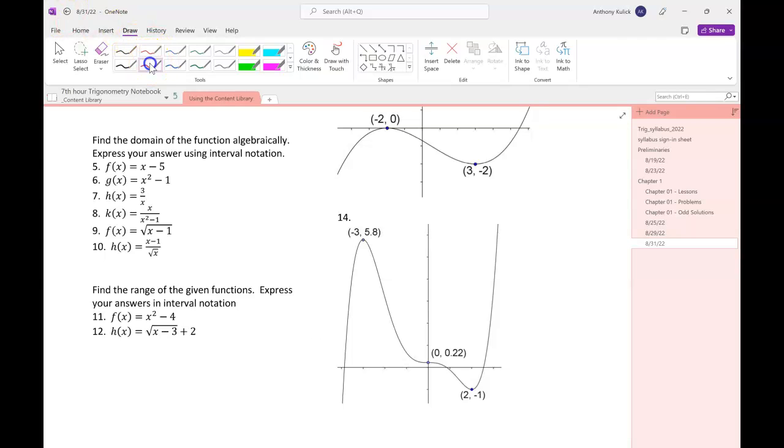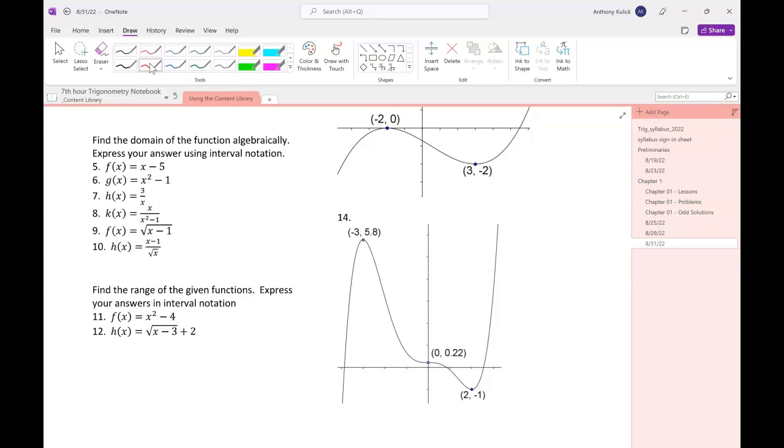If I'm looking at number 8, the directions say find the domain of the function algebraically and express your answer using interval notation. When I'm looking for a domain, there are 3 things that I care about: division, a radical, and a logarithm. You guys didn't talk about logs last year, so I'm not going to have any logs yet. Really, we're looking for division or radical.